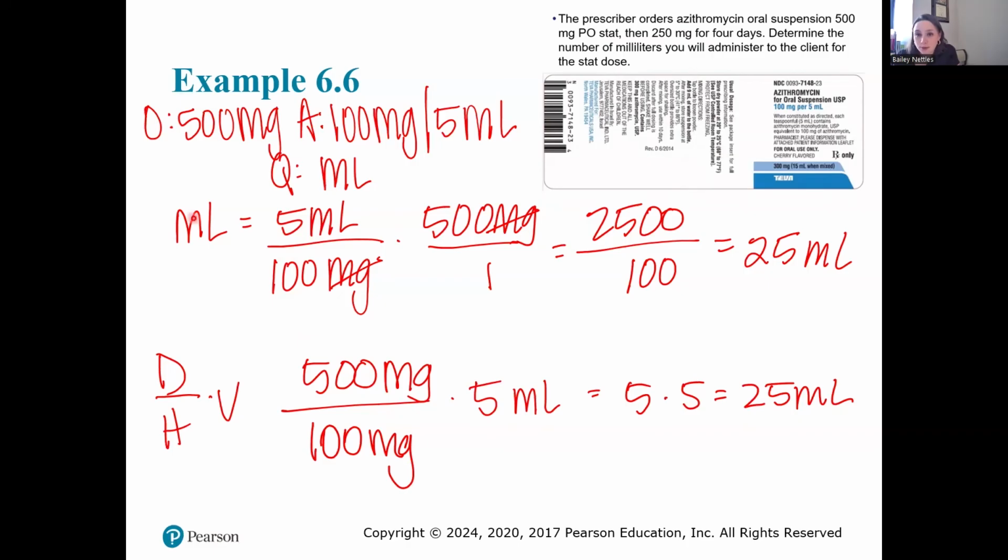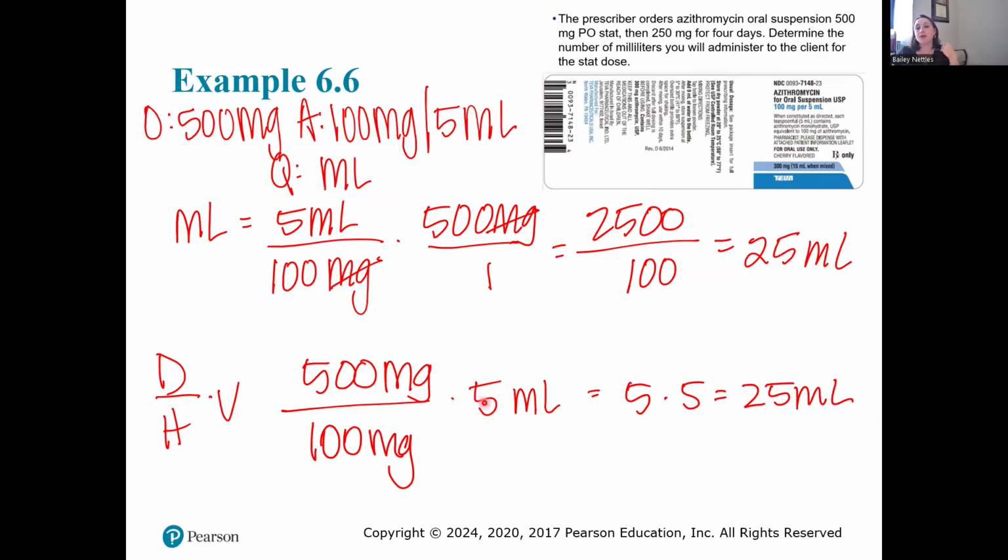And now I get to multiply across. 5 times 500 is 2,500. 100 times 1 is 100. 2,500 divided by 100 is 25 milliliters. So I would give this patient 25 milliliters.